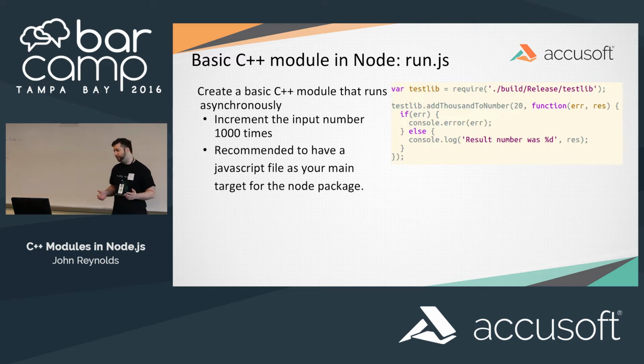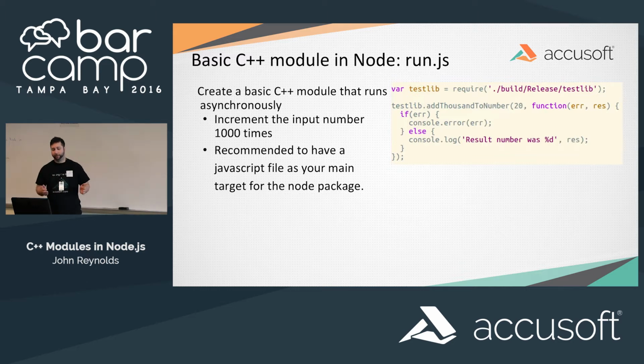So for our basic C++ module, we're going to be doing a very simple function with our API. We're just going to be simulating something that's processor intensive. In reality, we're just doing a for loop 1,000 times and incrementing a number.